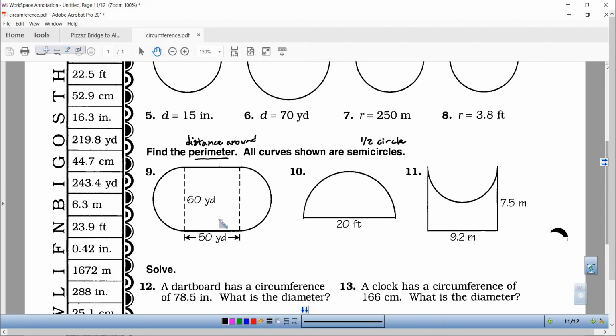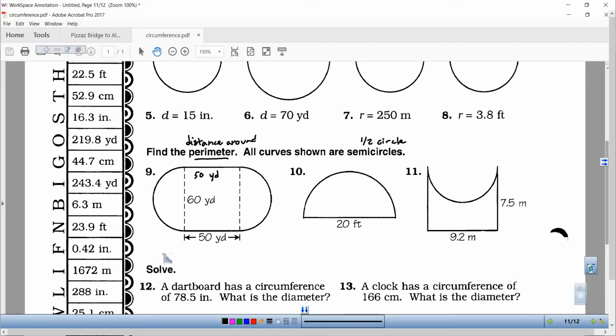All right, so if you take a look here at this first diagram, we've got this 50 yards here, and it goes straight up, so this would also be 50 yards. So that part of the perimeter we know is 50, and that part we know is 50. Now this part here is a half a circle, and this part here is half a circle. Well, what's a half a circle plus a half a circle? It's a whole circle, right?